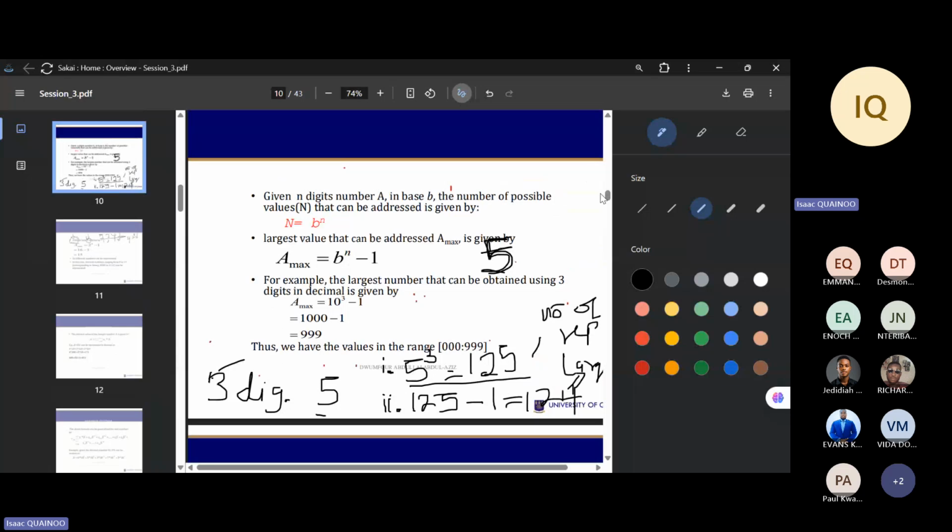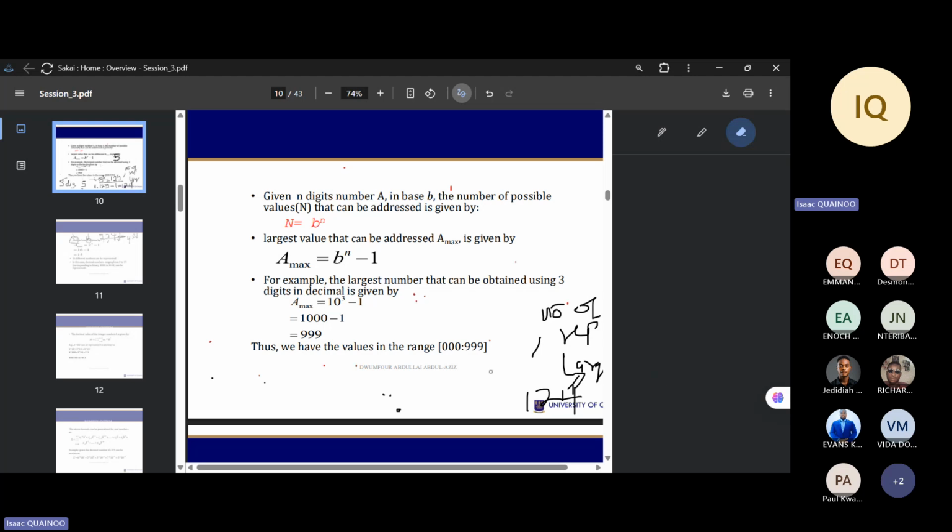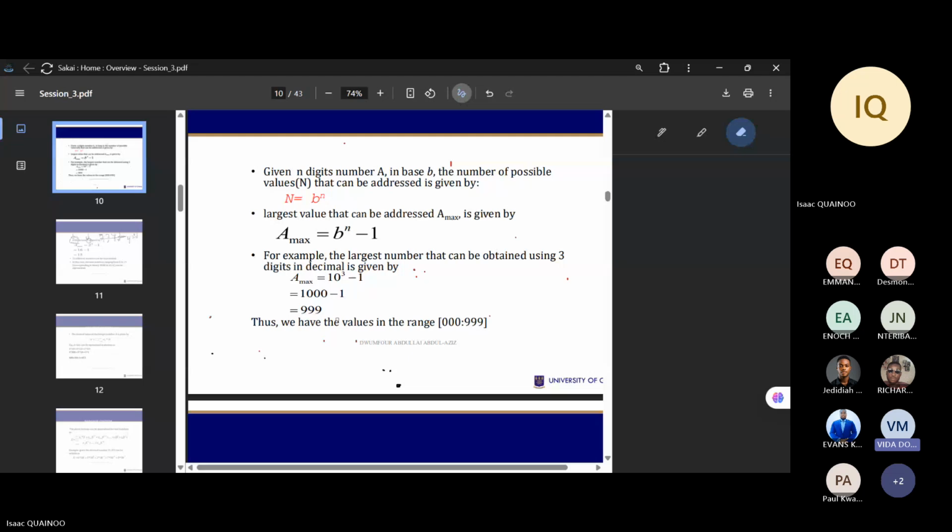Which gives you 15. This is not number-base conversion. This is just how to find the largest value that can be addressed within a particular number system, and the possible number of representations acceptable within it. I hope we are cool, or are we still confused? If you are still confused, we would explain it over and over again so everybody understands it. Just feel free to indicate that you have a problem, and then we can take it again. Okay.